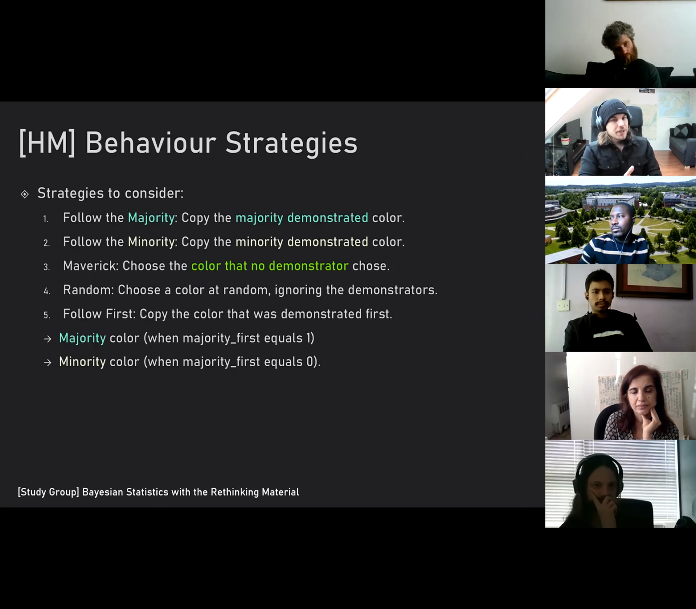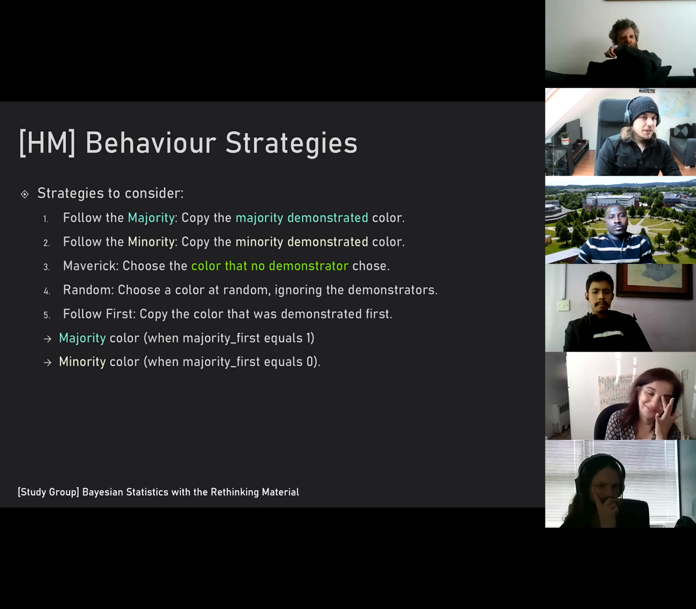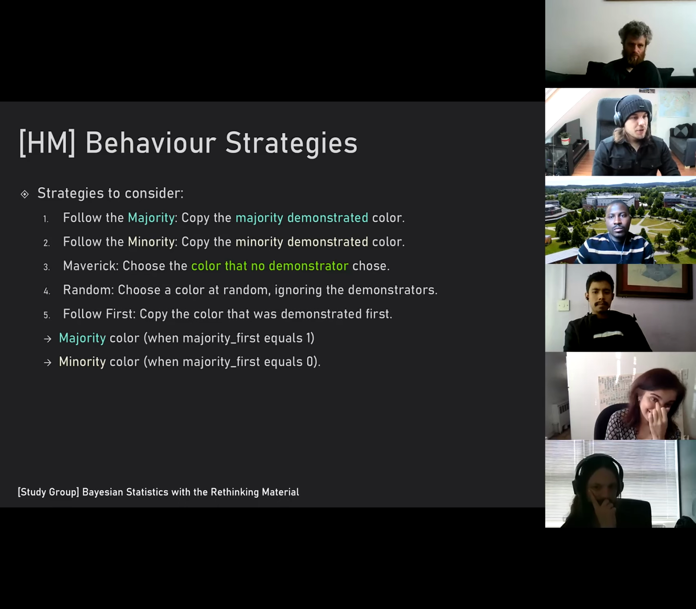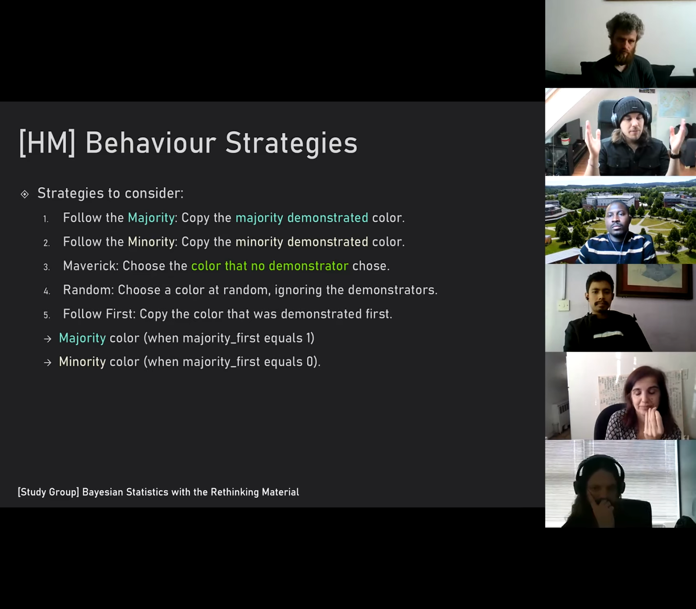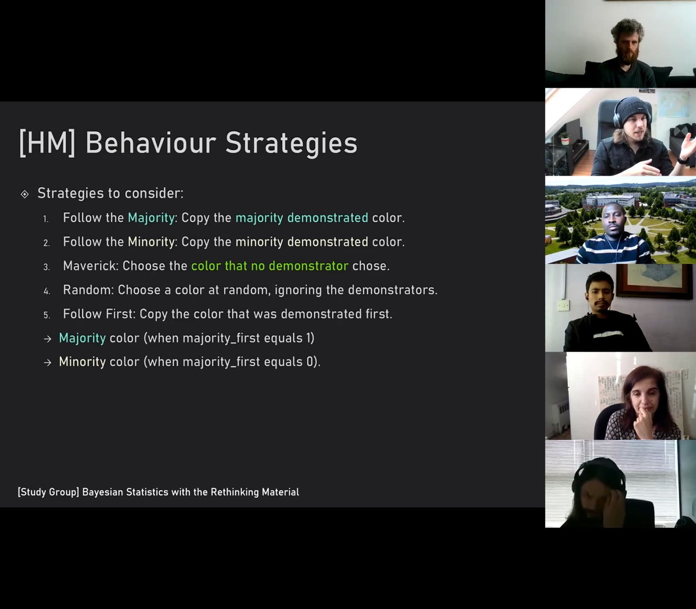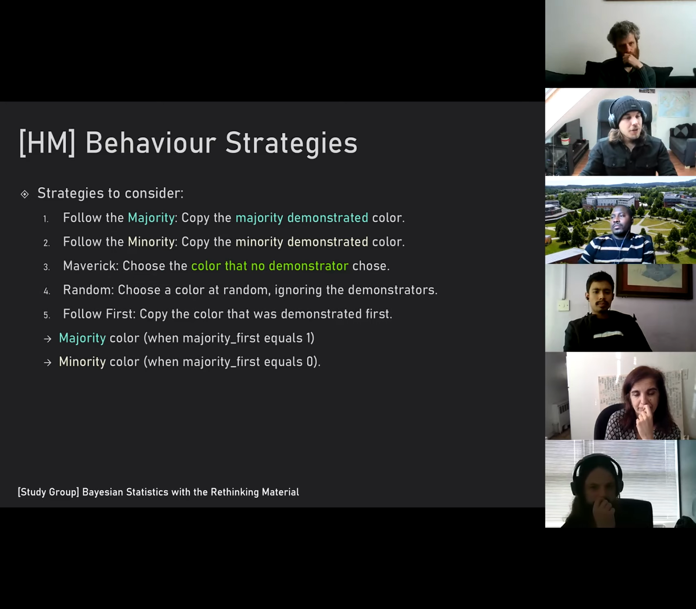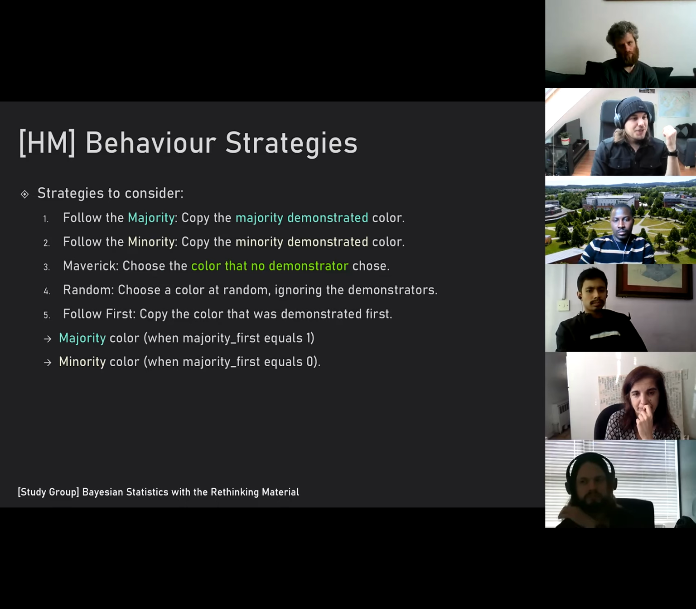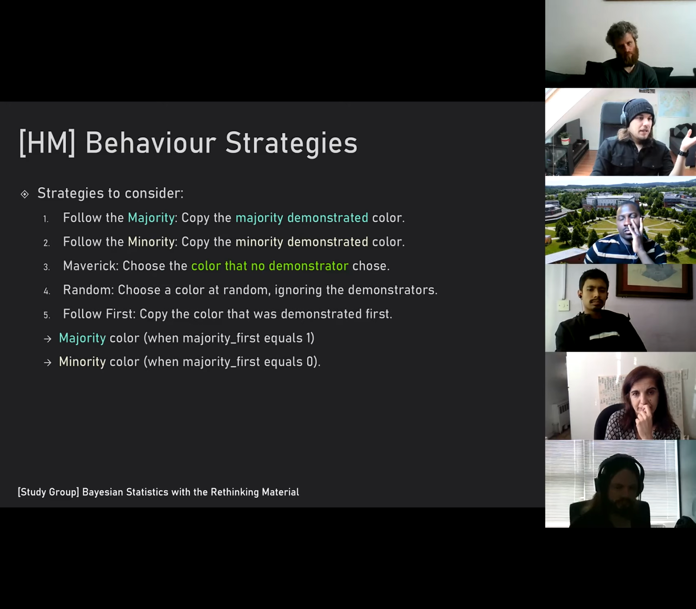There are 5 strategies which we could consider. One is follow the majority. So you just copy the majority demonstrated color. If you see 3 times aquamarine being picked by other kids, you pick aquamarine yourself. You could also follow the minority. In this case, you will pick the one box, in this case beige, which doesn't show up with the highlighting quite well now that I see this. You could just pick beige because that is the one that the least people picked, and that's it.